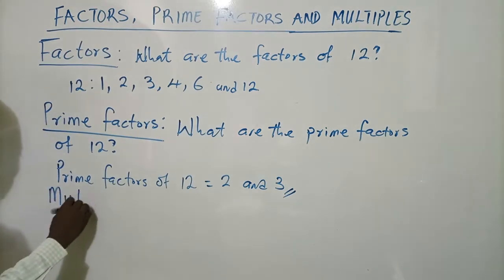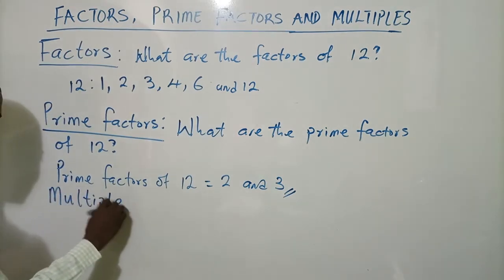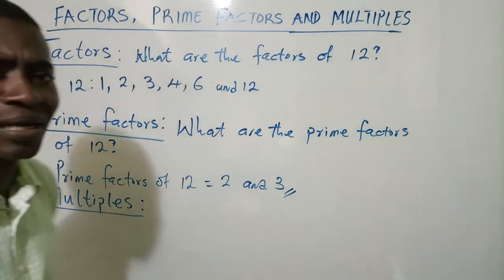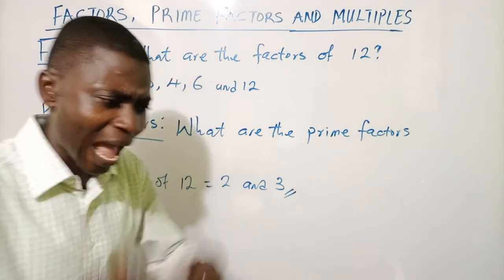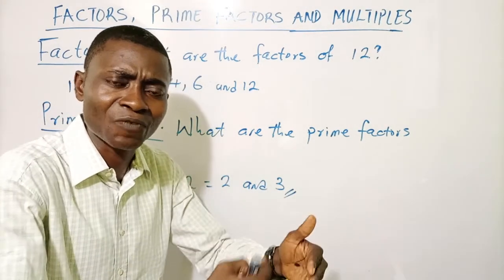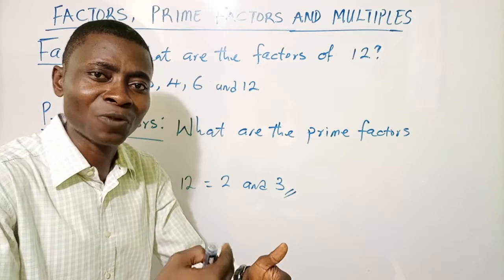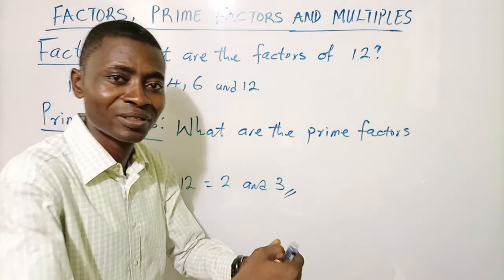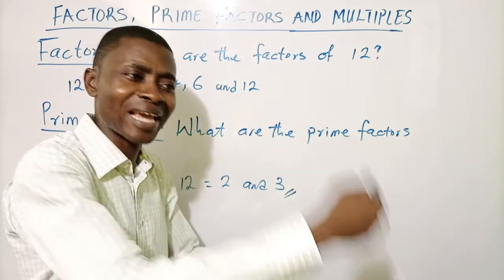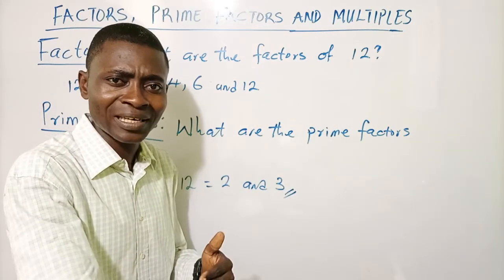Multiples. When we say multiples, what do we mean? Multiples of a number is just simply adding that number by itself. Adding the number by itself. For instance, 2. The first multiples of 2 are: 2, 4, 6, 8, 10, 12. Just like that. Are you following us?